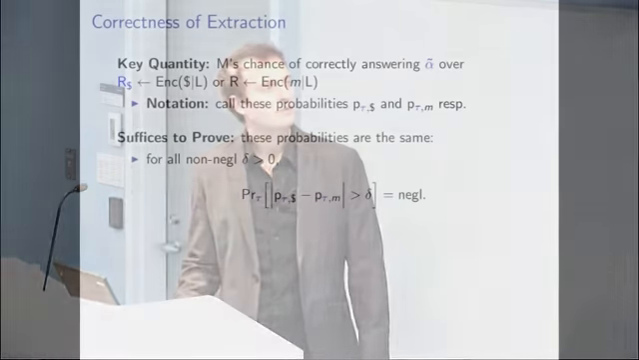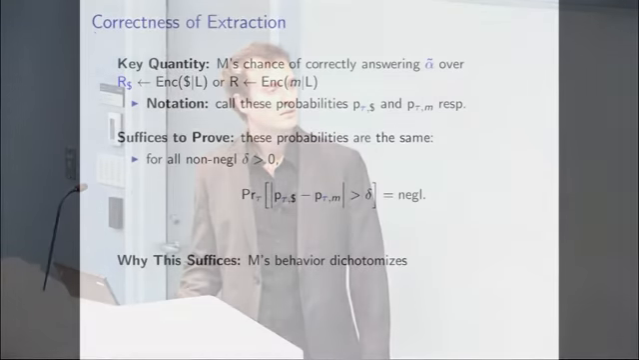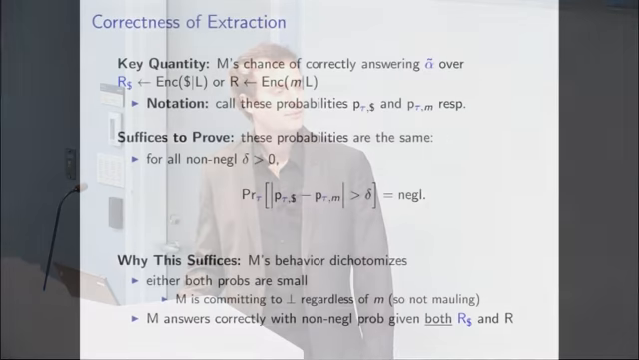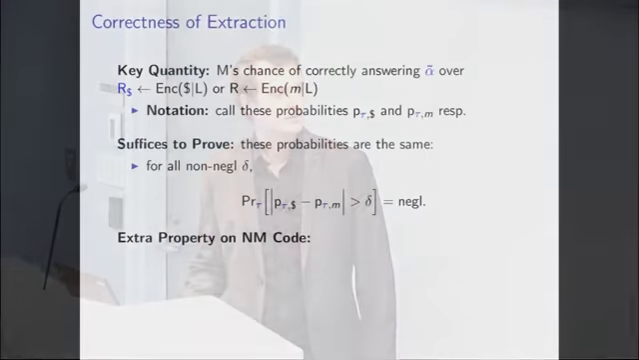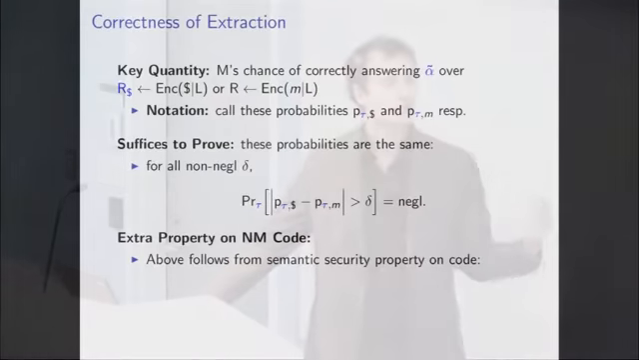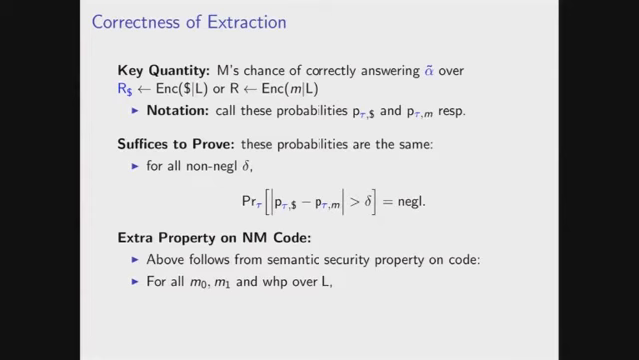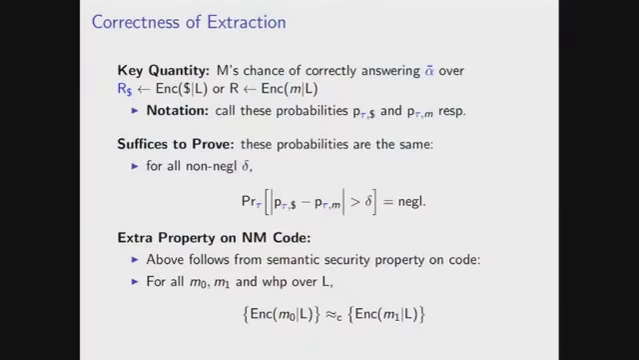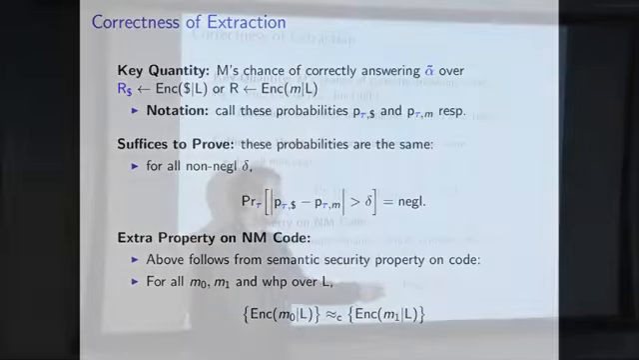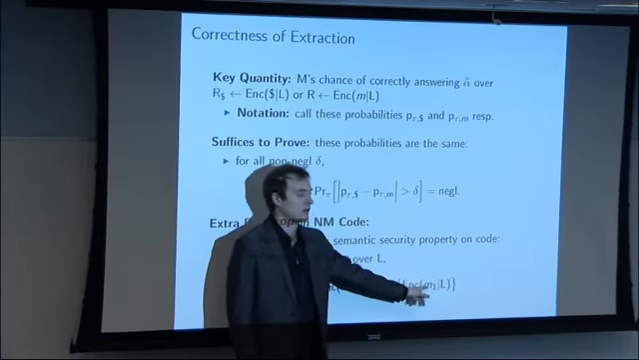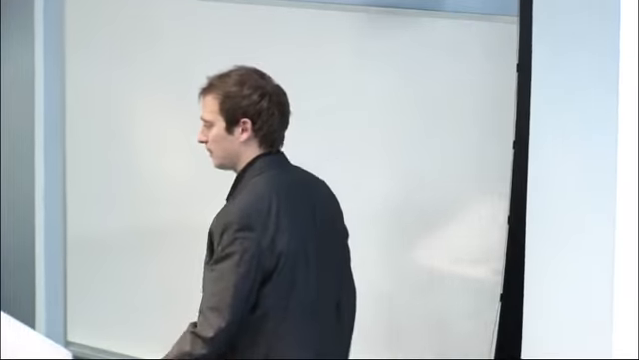I'm going to skip through most of this. Let me see. Yeah, okay. So it comes down to this extra property of this code. It's like a semantic security type property on the right state. So what you want is that for any two messages, with high probability over L, the right state coming from an encoding of M0 given L is computationally indistinguishable from a right state coming from an encoding of the other message with the same L. Okay, and this, yeah?